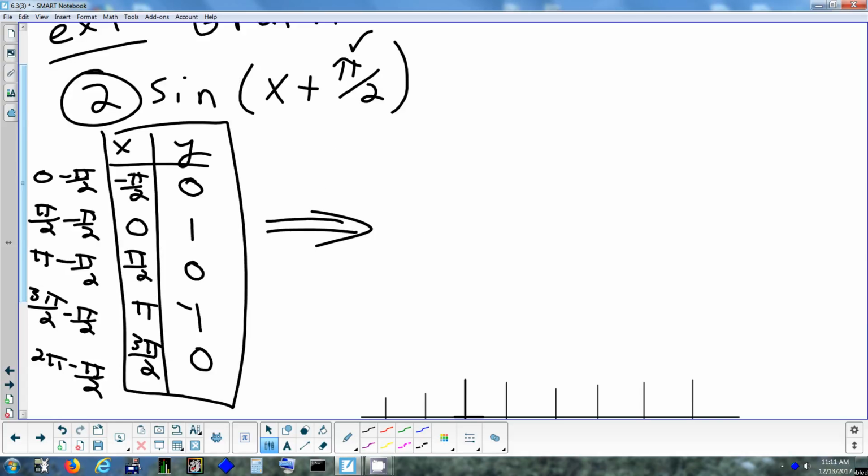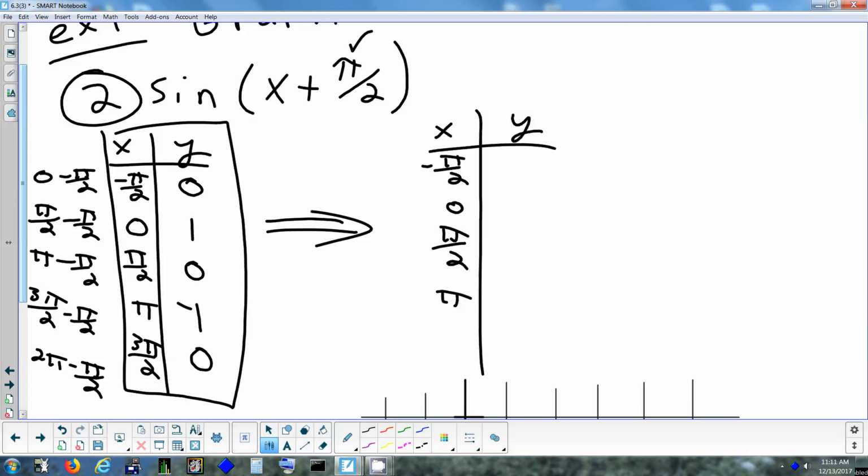So what's going to change when you do something vertical? Right. The height, which is which axis? The y's. So the x's are going to stay the same for this. So copy down your x's from the table because they are not changing this time. Negative pi over 2, 0, pi over 2, pi, 3 pi over 2. Now, what are we going to do to all the y values?